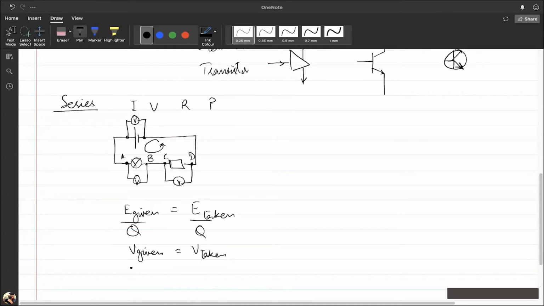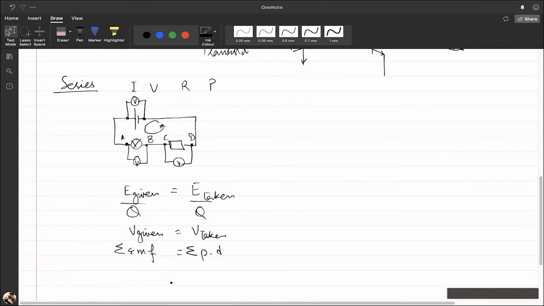And voltage given is basically the EMF. And voltage taken is basically the potential difference. So the total EMF in a loop is the same as total potential difference in a loop. So in this loop, what is constant? The current that passes through. And what is the overall behavior? The overall behavior is that whatever voltage is of the battery, that is the same as the voltage of individual things. So that's the first rule that we need to know about. That the total voltage that is given is the same as total voltage that is taken.